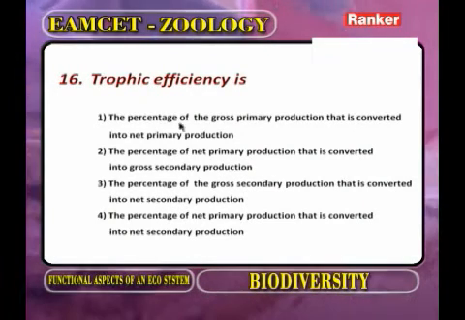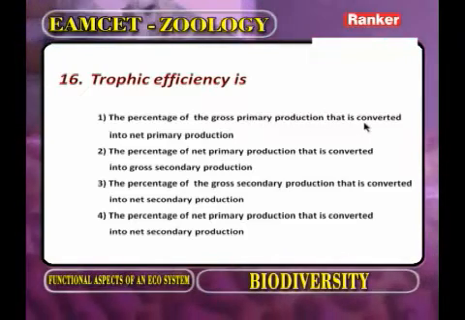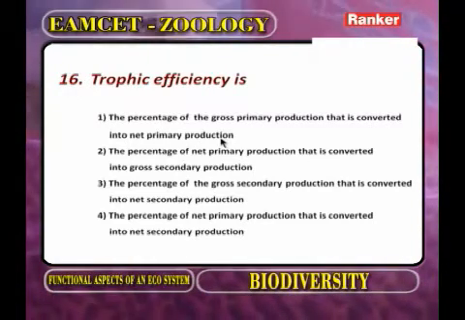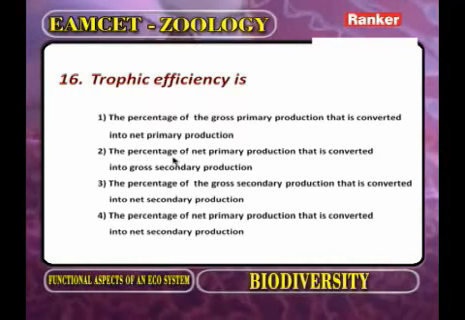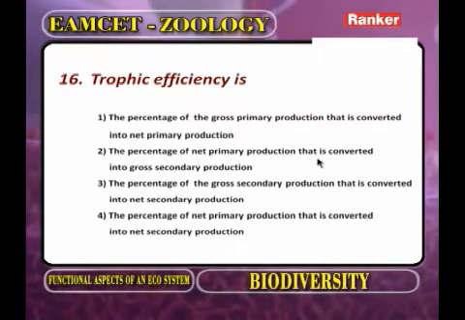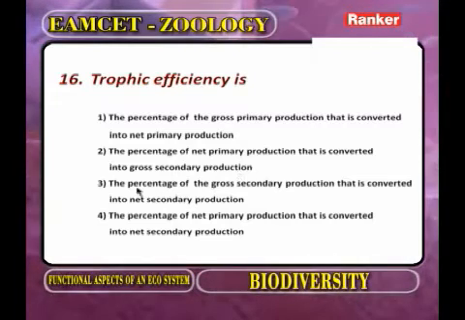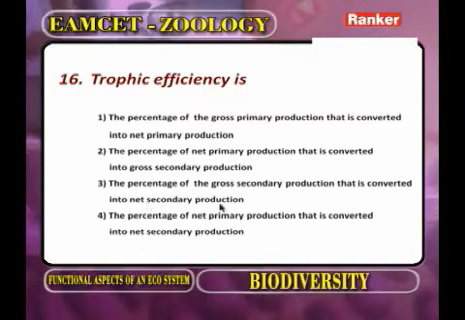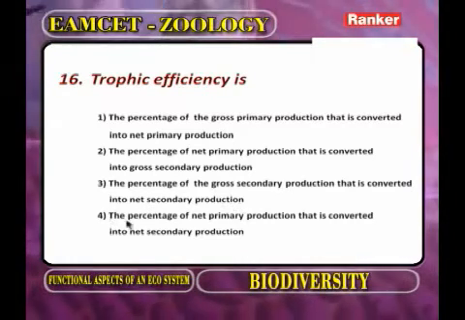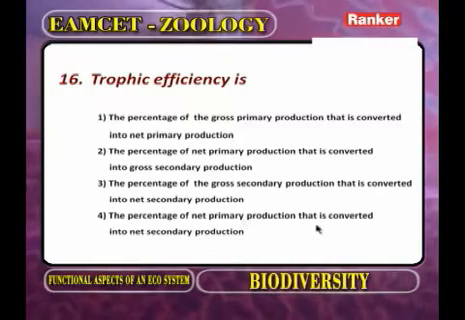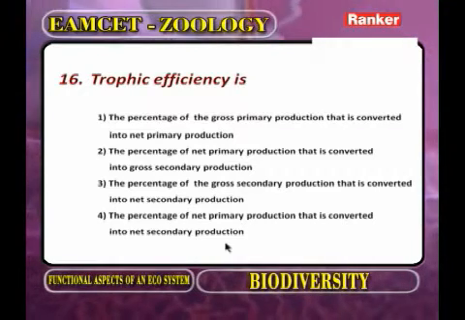The first option: the percentage of gross primary production that is converted into net primary production. Second option: the percentage of net primary production that is converted into gross secondary production. Third: the percentage of gross secondary production that is converted into net secondary production. What is the fourth option? The percentage of net primary production that is converted into net secondary production.